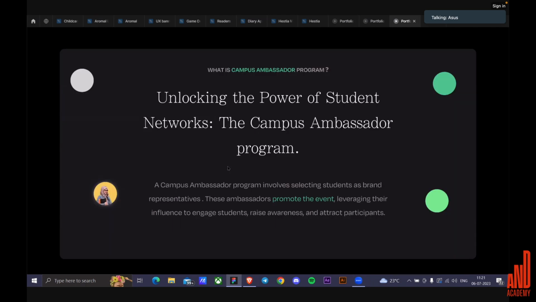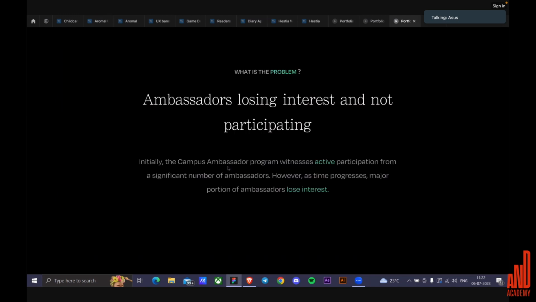Campus ambassador is a marketing plan with the primary goal of bringing in more registrations before the event even started. But the problem in the previous years was that the ambassadors were losing interest and not participating. Initially there'll be a lot of registrations coming in, a lot of people interested and registering for the event. But then as time goes by, they stop participating. They stop bringing in people.